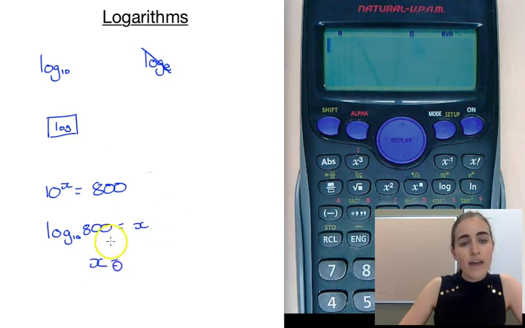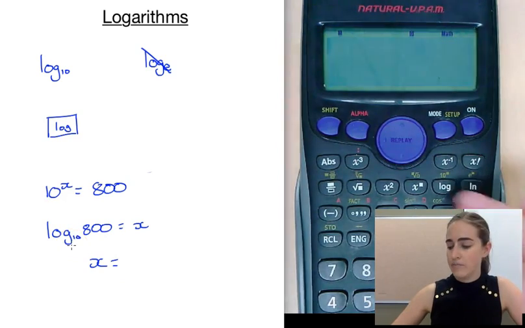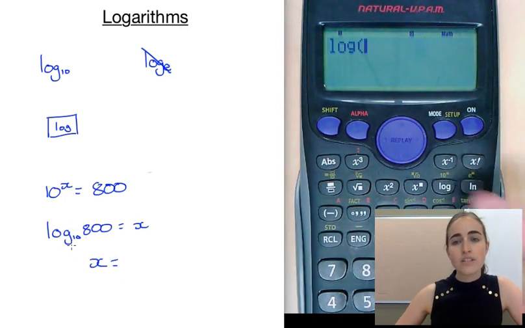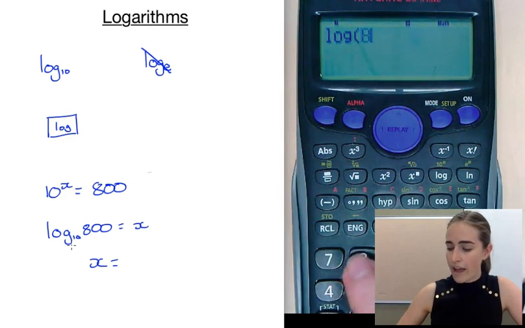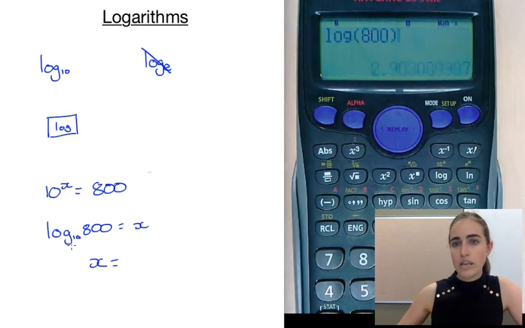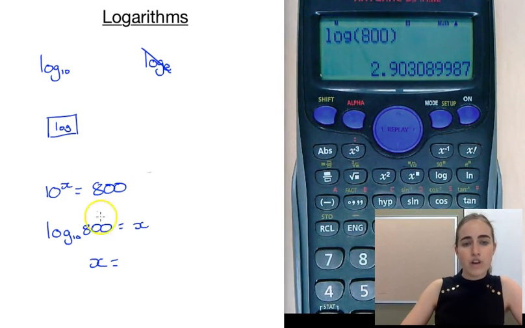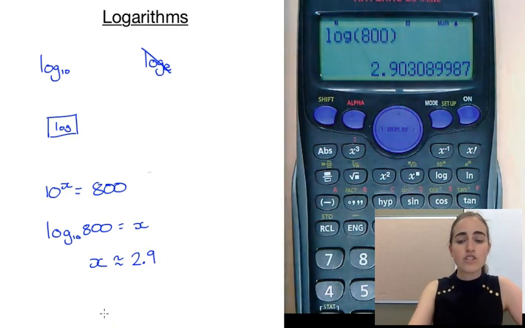And then to figure out what x is, we would put this in our calculator. So we're going to write log, and it doesn't put the base 10 in there, but that log button only does base 10. So log of 800 would give us some huge number, but it's roughly equal to, so approximately equal to 2.9. So that's an introduction to logs.